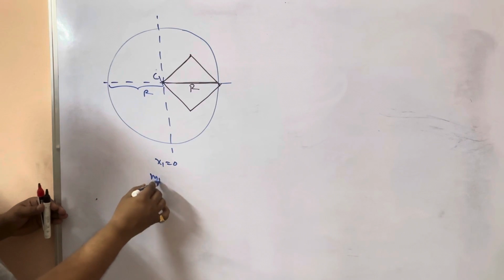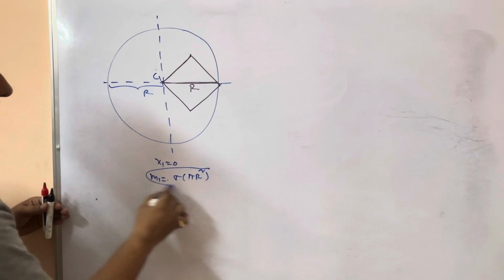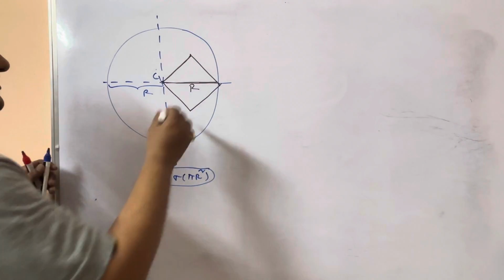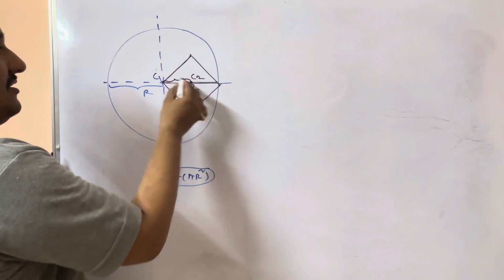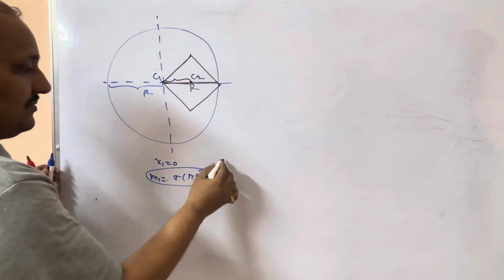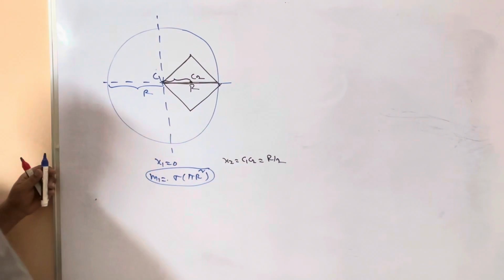So what is the mass of this one? M1 is equal to sigma pi r square. This is before removal. Next, whenever they remove, its center of mass will be here. That is going to be C2. Now C1, C2, what is this distance? R by 2. Therefore, x2 equal to C1 C2 equal to R by 2.